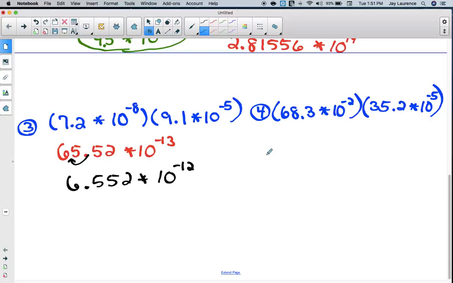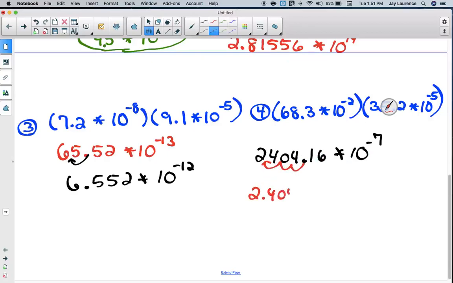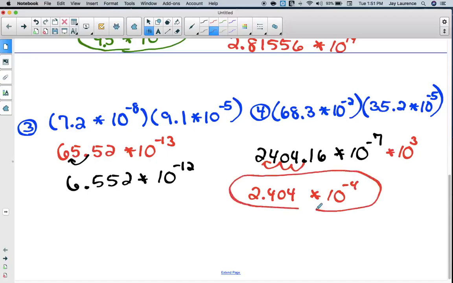And finally, the last one is going to be 2,404 and 16/100 times 10 to the negative 7th. So I'm going to divide by 10 to the first, second, third. I'm dividing by 1,000, dividing by 10 to the third. So this is going to become 2.40416 times 10 to the, let's see, if I multiply by 1,000, it'd be 10 to the third. I'm going to get a negative 4 there. And there you go.